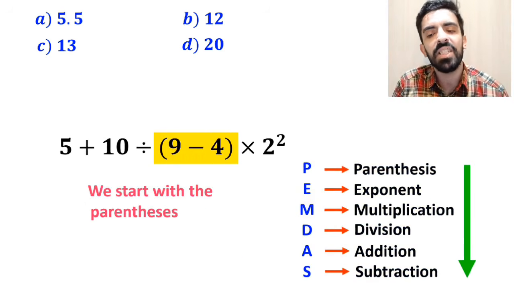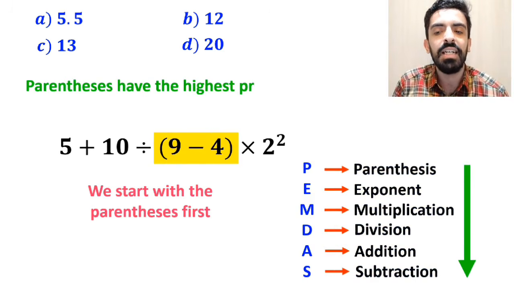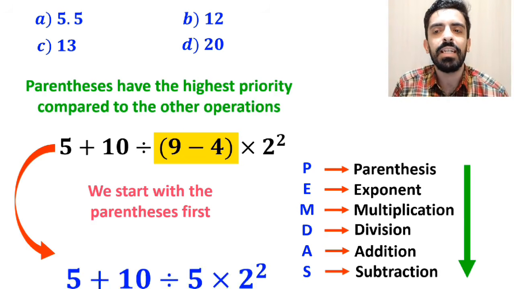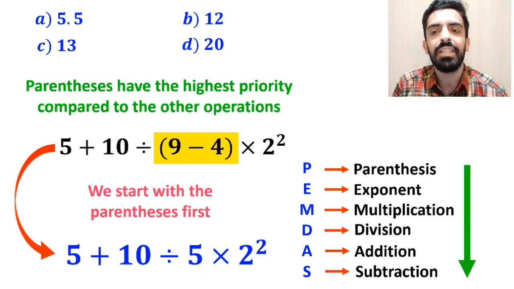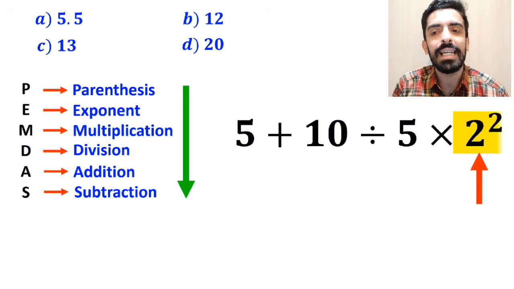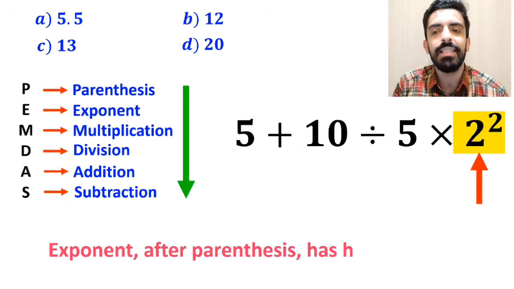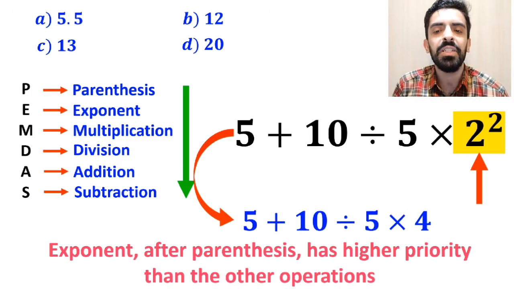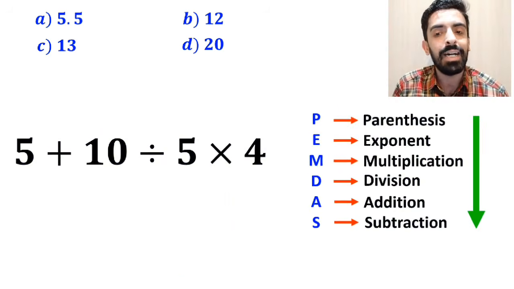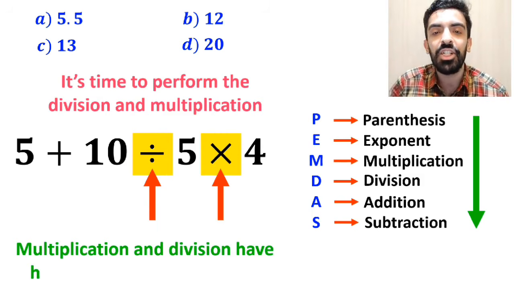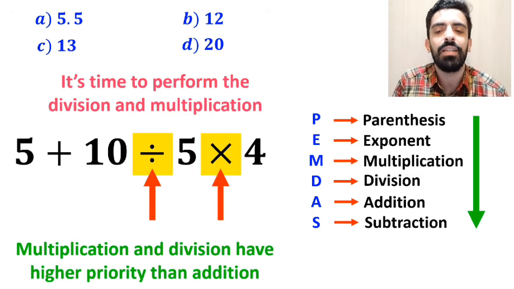So, we start with the parentheses first, because parentheses have the highest priority compared to the other operations. Okay, instead of this expression, we can write 5 plus 10 divided by 5 multiplied by 2 squared. And the next step, we go to the exponent, because exponent after parentheses has higher priority than the other operations. So, this expression simplified to 5 plus 10 divided by 5 multiplied by 4.